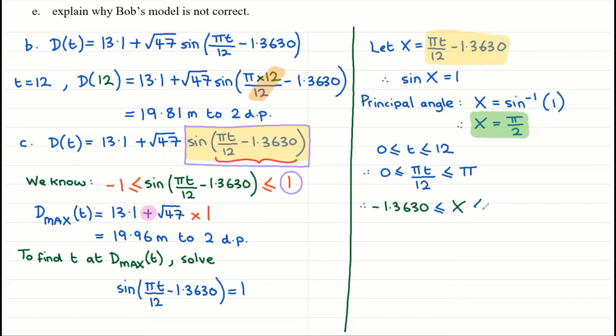Okay, and we're going to have pi subtract 1.3630. Okay, so that's the range we're going to look in. So let's draw a CAST diagram now. I'll put the CAST diagram here. It's got a bit of space.